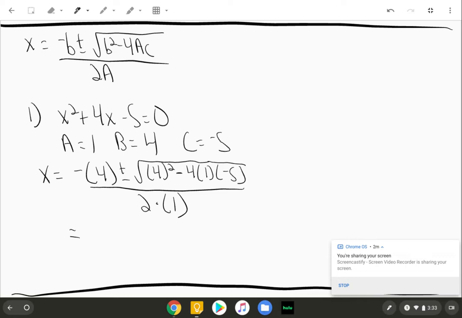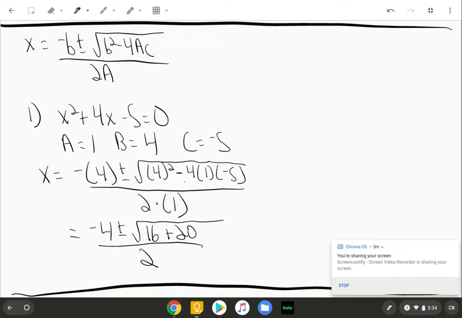So let's start simplifying. So that's going to be negative 4 plus and minus. So let's look under the square root. 4 squared, that's going to be 16. And then after that, we have negative 4 times 1 times negative 5. So negative 4 times 1 is negative 4, times negative 5 is a positive 20. Hence, that changes to plus. Okay, divided by 2 times 1, which is 2.